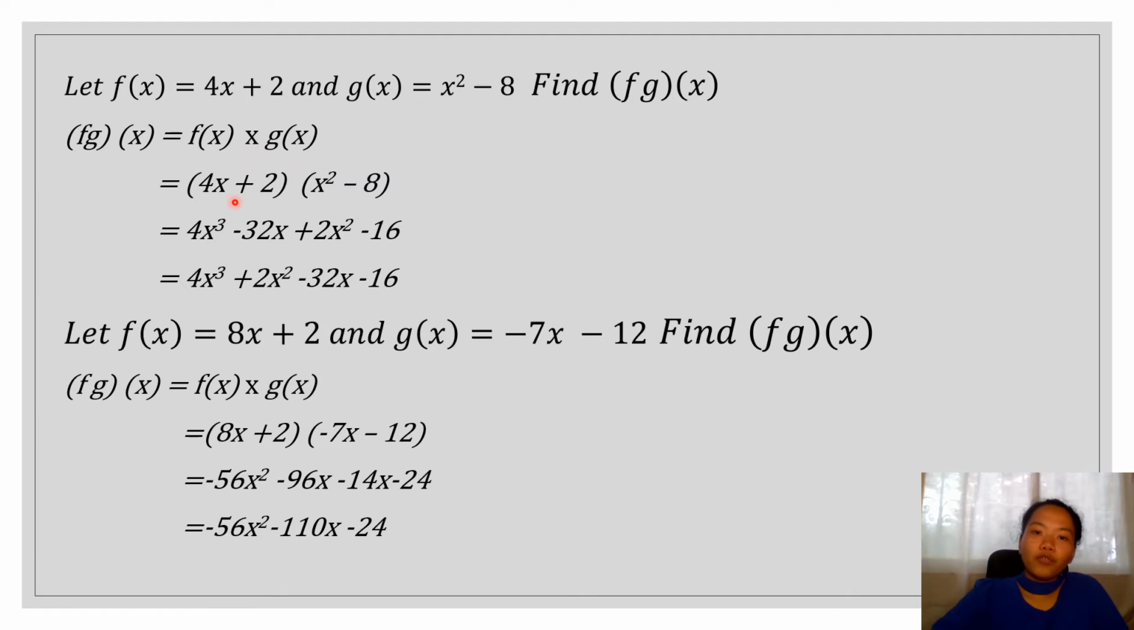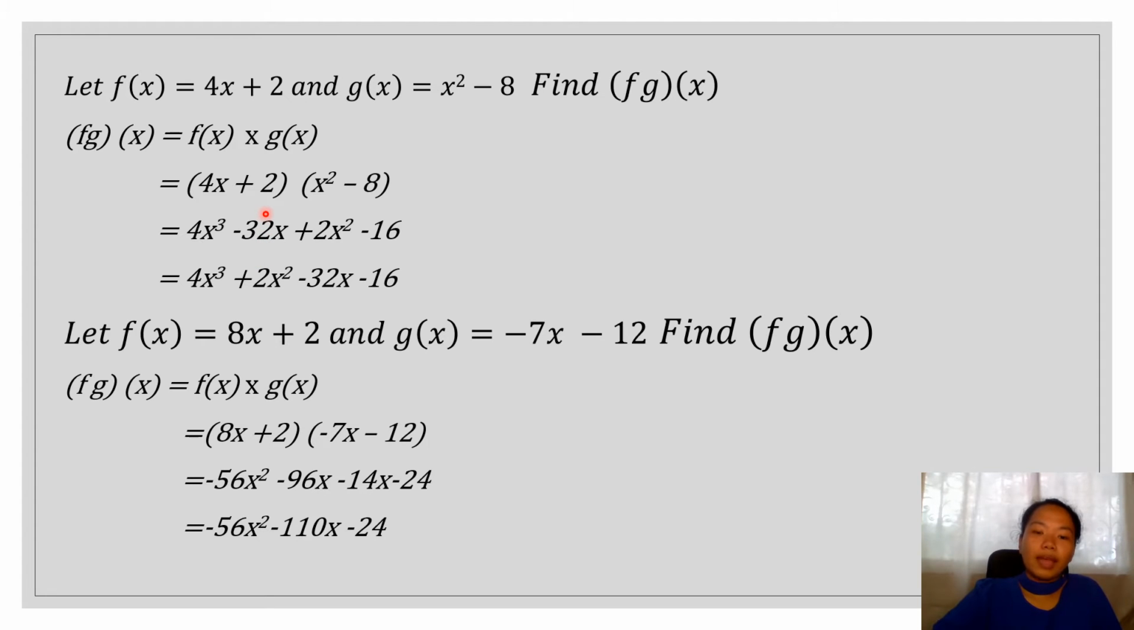So we put the f of x here, which is 4x plus 2, and we do not need to put the symbol of multiplication since the parentheses symbolize multiplication. So g of x we put here, x squared minus 8, and after that we distribute it one by one. So 4x times x squared is equal to 4x cubed. 4x times negative 8 is equal to negative 32x.